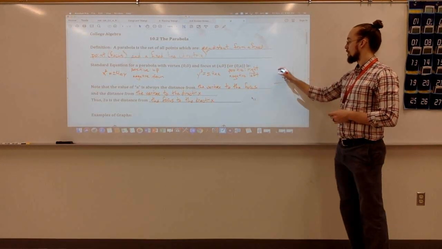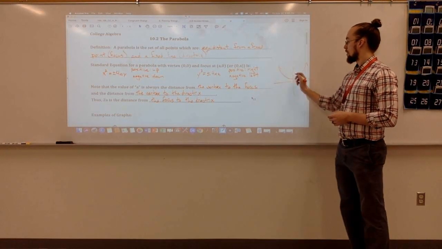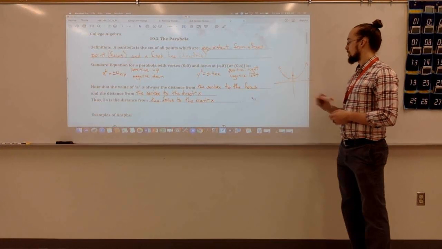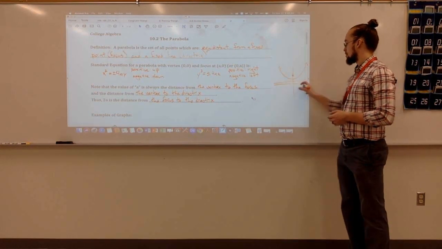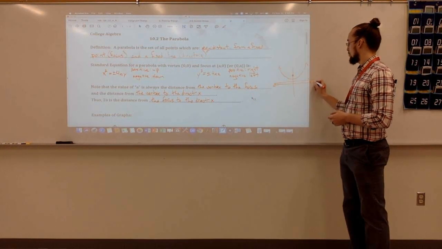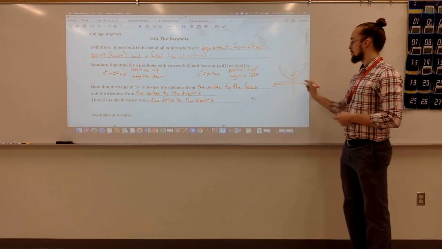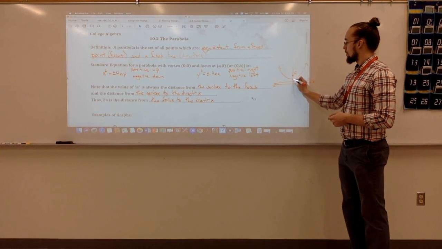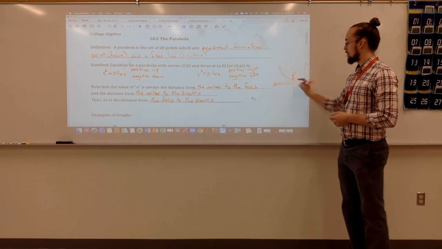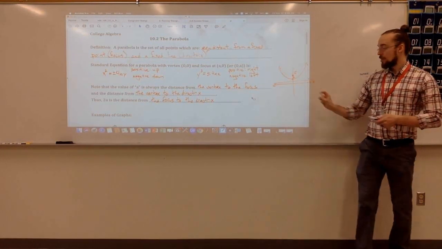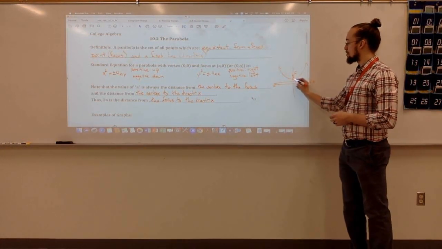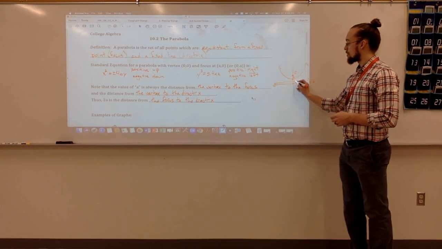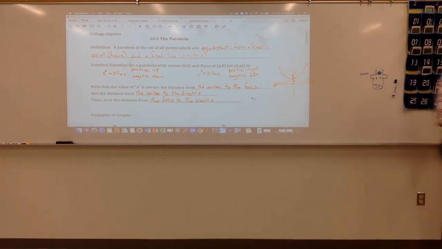So a visual of what that is saying: if I have my parabola and my focus is right here, and then my directrix is down here, the distance from the vertex to the focus is a. Then we can say the same thing here: the distance from the vertex to the directrix is also a. And so that's what this part is actually saying. Questions so far?